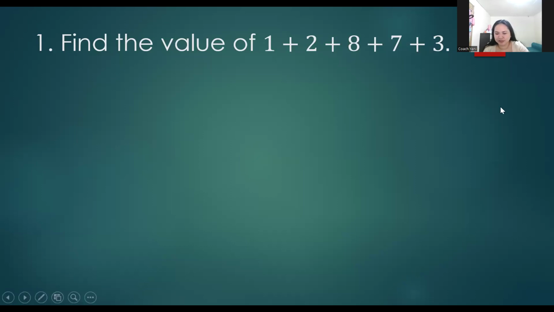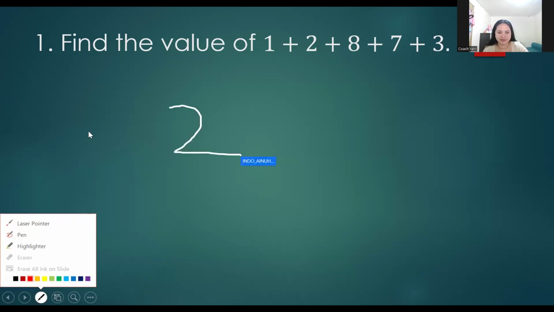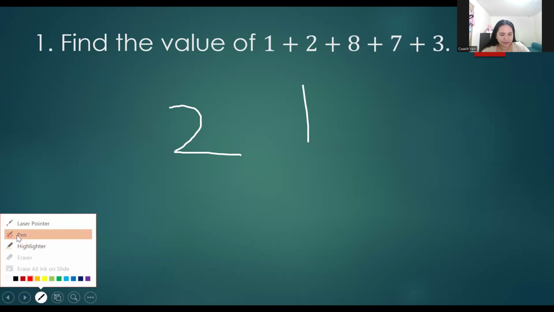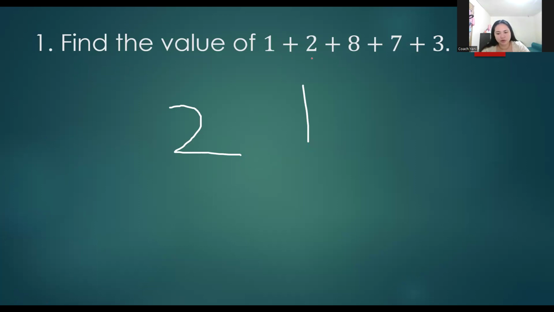Okay, I'm gonna call Cedric. How would you solve this one? 21. Okay, very good. So the answer is that one. All you have to do is pair up the numbers. Here, 1 plus 2 plus 8 is 10. 7 plus 3 is 10. And then plus 1. So you have 21.